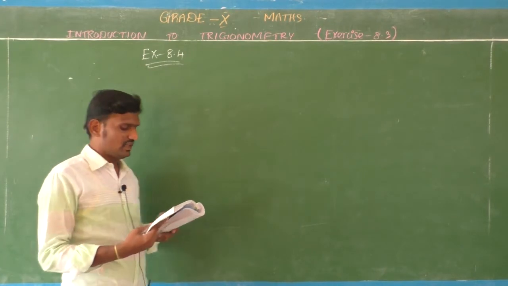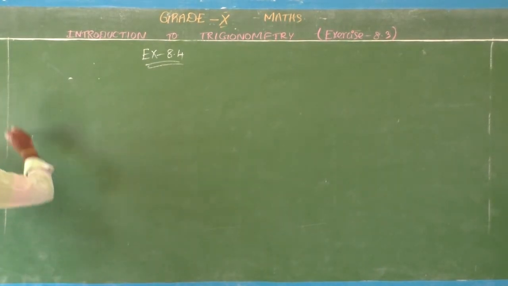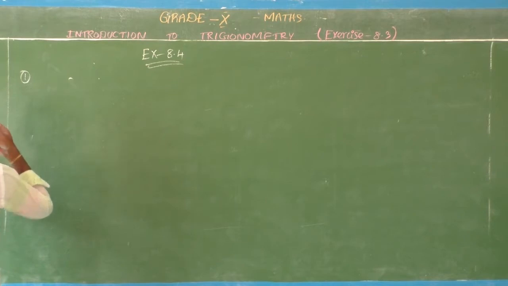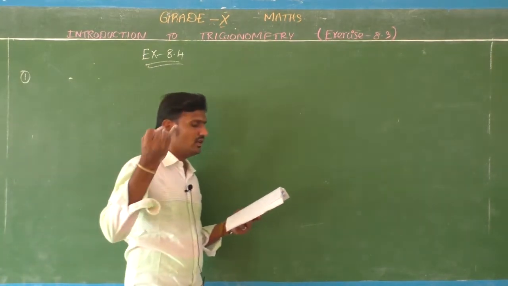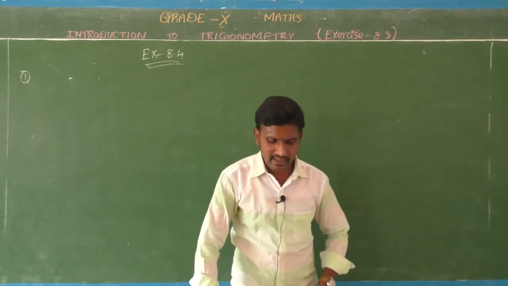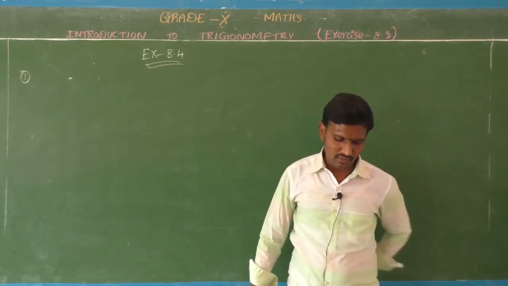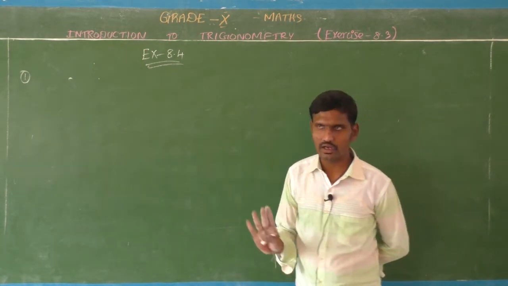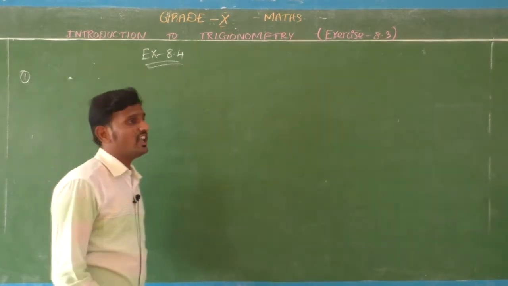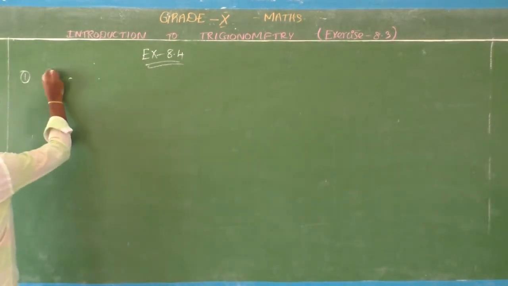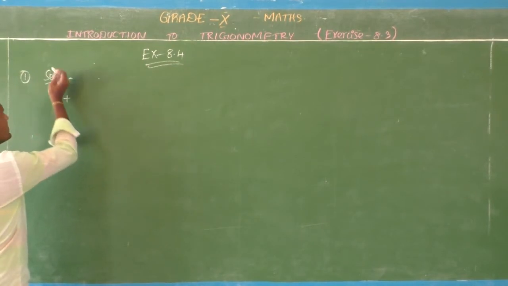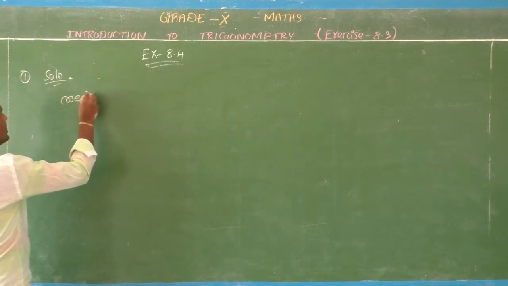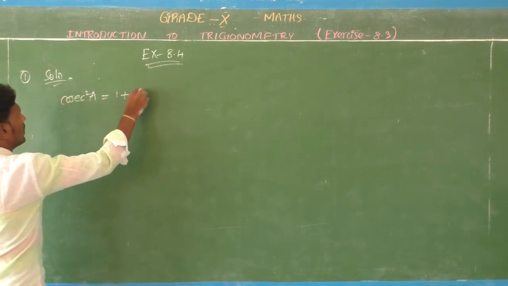Now, express the trigonometric ratios sin a, secant a, tan a in terms of cot a. What are you going to find? Sin a, secant a, tan a in terms of cot a. In terms of cot a means you have to take one identity. Solution: we know that cosecant square a is equal to 1 plus cot square a.